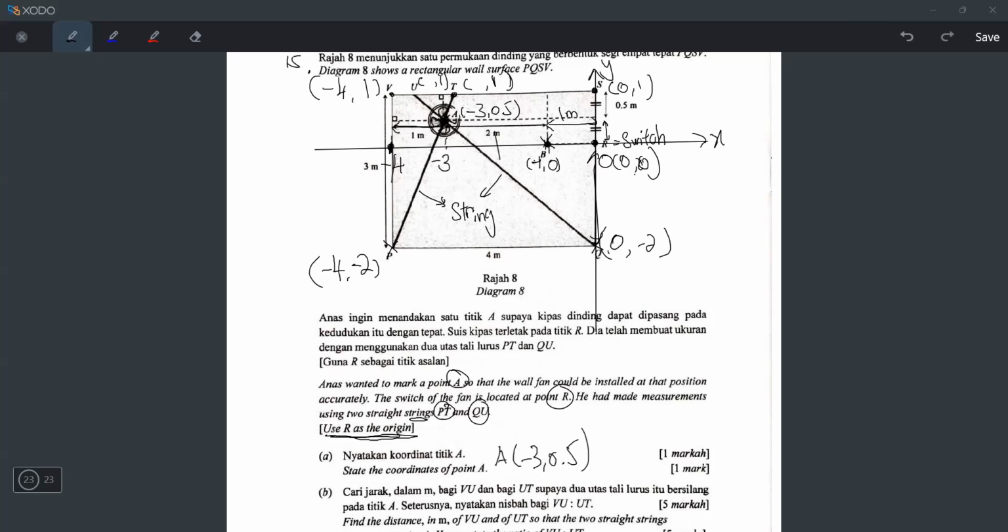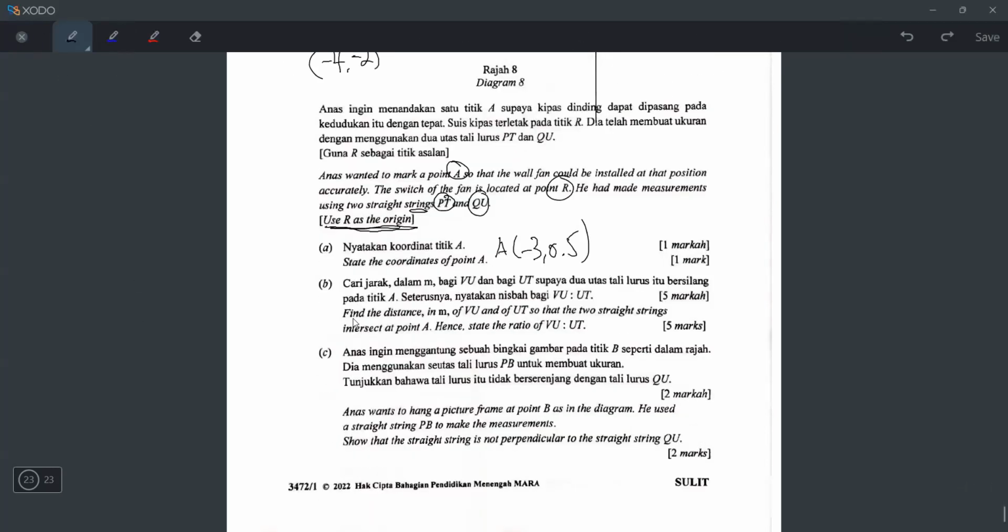So let's continue with the next question. Question B says: find the distance in meter of VU and UT so that the two straight strings intersect at point A. Hence state the ratio. They asked too much stuff already. They first asked for the distance of VU and UT, and then the ratio of VU to UT. So first, let's find the distances first.